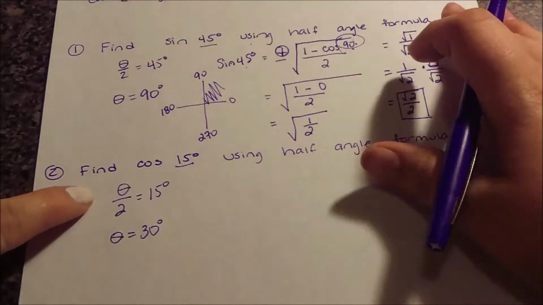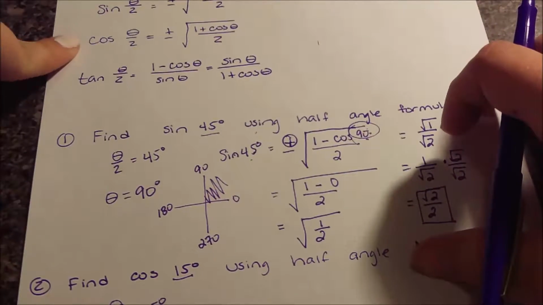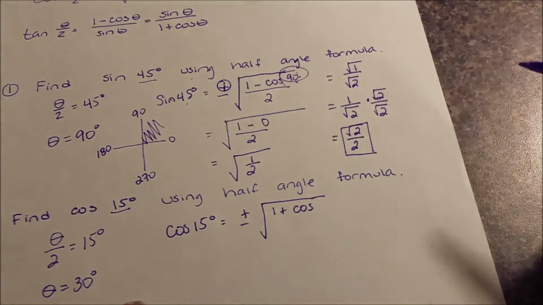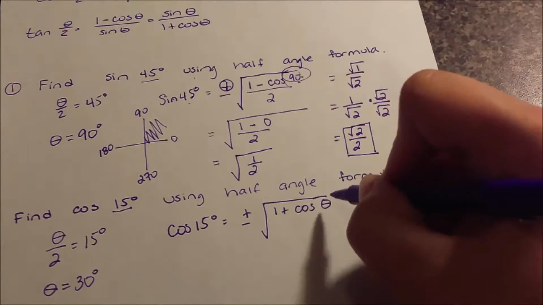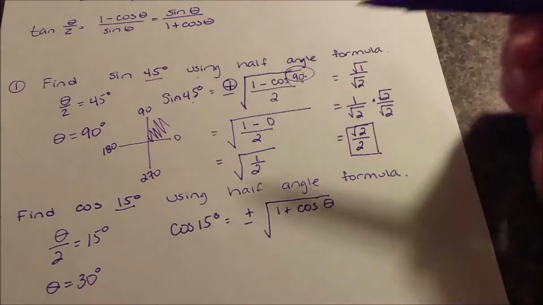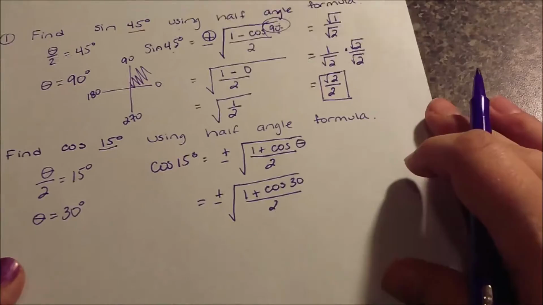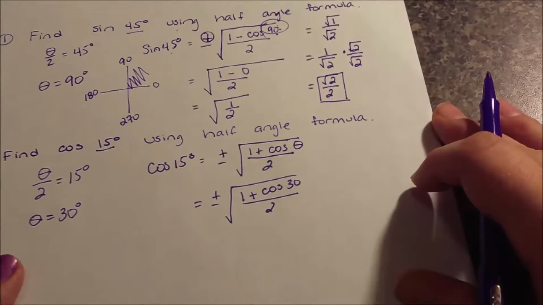Now I go back up to my formulas, and cosine is the second one. So I'm going to copy that down. Now remember, inside the formula, you're using theta. Outside the formula, you're using theta over 2. Right at the beginning, I like to decide on the plus minus.